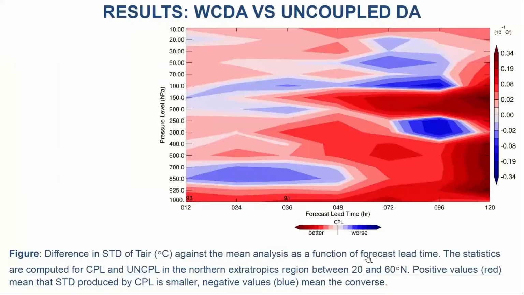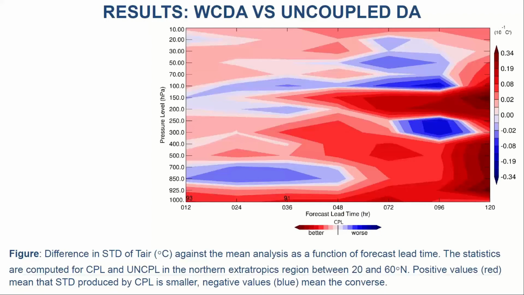These are some results comparing the weakly coupled data assimilation with the current uncoupled data assimilation. This plot illustrates the performance of such a system. Here we see the difference in standard deviation of the air temperature against the mean analysis, as a function of the forecast lead time from 0 to day 5. When the difference has positive values, in red color, it means that the coupled system works better than the uncoupled one. If it's blue, the coupled is worse than uncoupled.